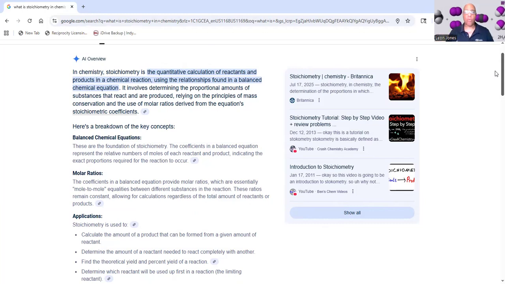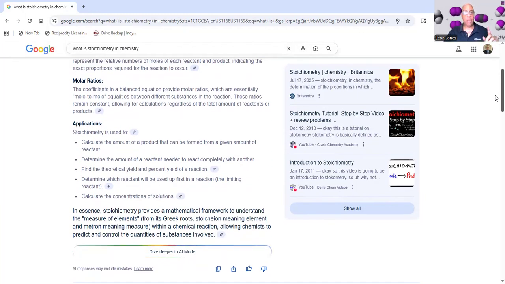Then you're going to have molar ratios. That's the coefficients in a balanced equation. They provide molar ratios, which are essentially mole-to-mole equalities between different substances in the reaction. So basically, these ratios remain constant, allowing for calculations regardless of the amount of reactants or products. Now, here's what you need to understand, because this can get confusing.